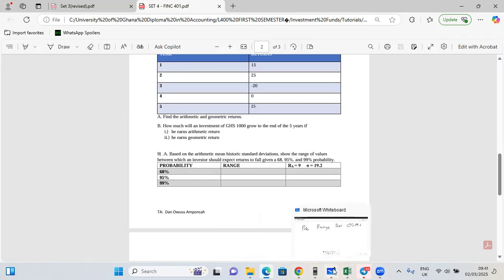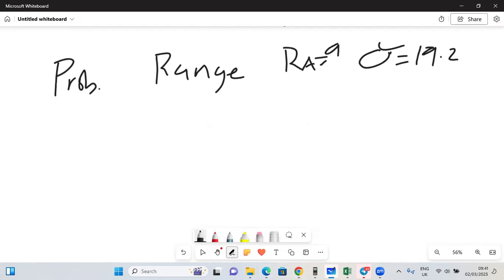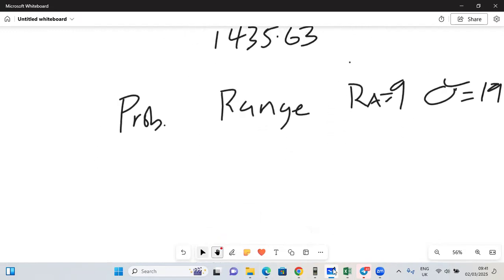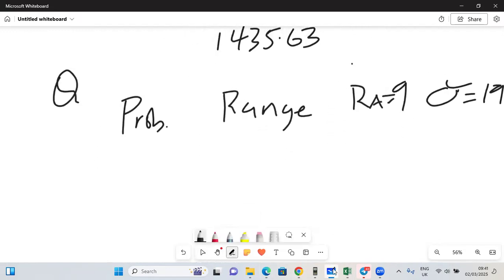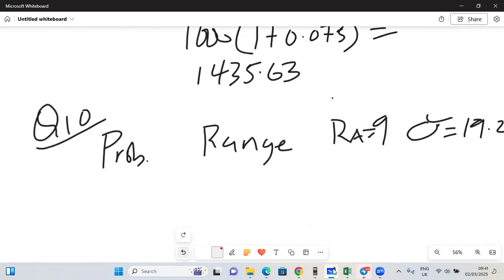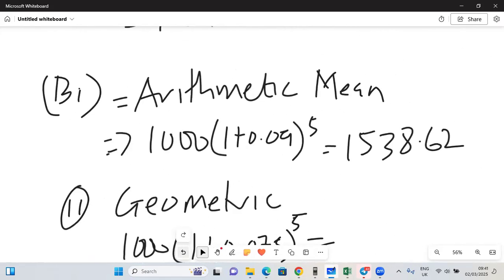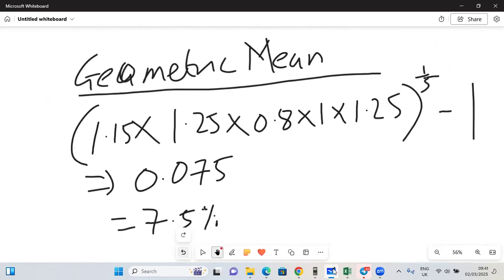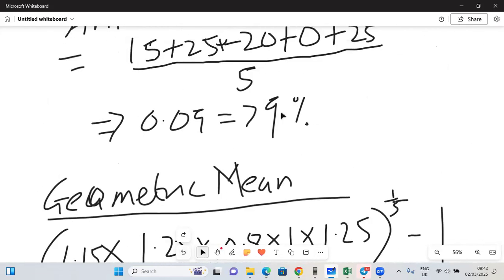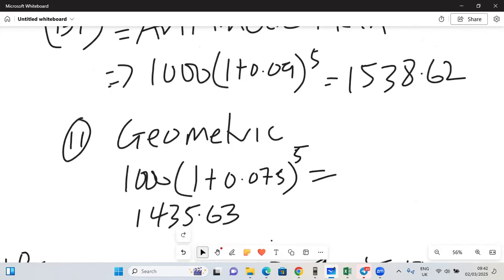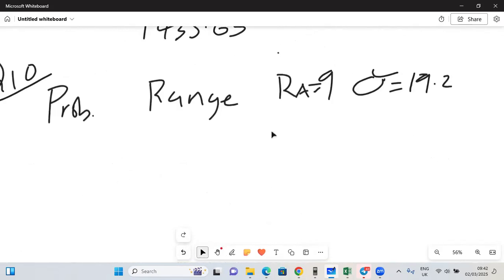And this is a whole different question. It's not a continuation. So question 10. If they hadn't given it to us, and we were supposed to continue from this particular one, then we would use the arithmetic mean we calculated, which was 9%. That's where we would put the RA. The RA is going to be 9.